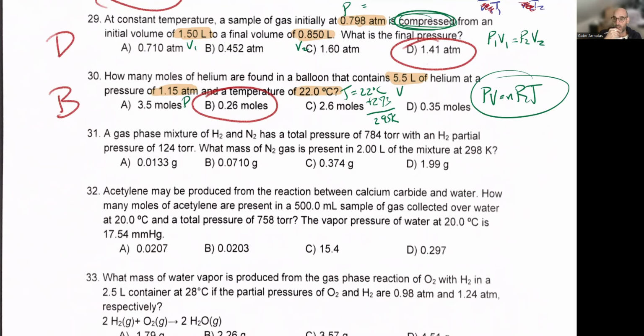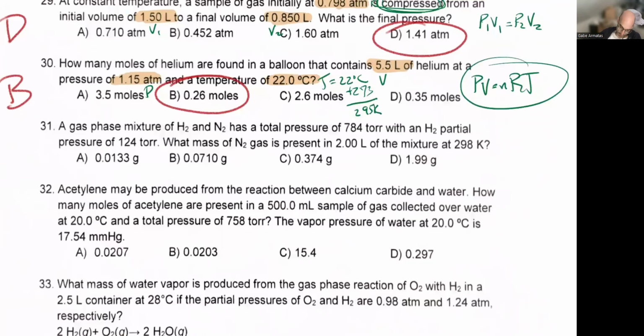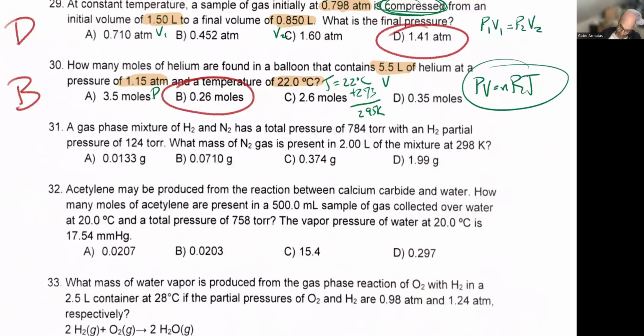All right, 31. A gas phase mixture of H2 and N2 has a total pressure of 784 torr and a partial pressure of 100. What mass? Okay, so this is a lot going on. This is partial pressures as well as PV equals nRT. So actually this is going to be not too bad. So a gas phase mixture of H2 and N2.